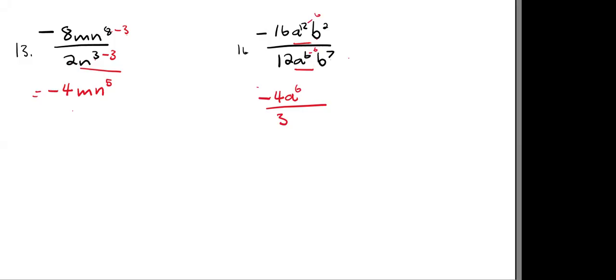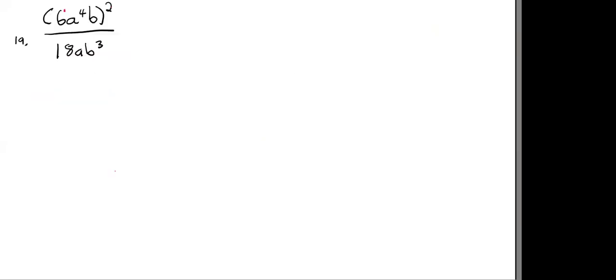Let's look at b. In b, which exponent is greater than the other? 7 is greater than 2. I don't take the greater one, I take the smaller. So I'm subtracting this one by 2 and this one by 2. So b exponent 2 minus 2 is b exponent 0, which is 1. Don't need to write that. But b exponent 7 minus 2, that's b exponent 5. This is my final answer.